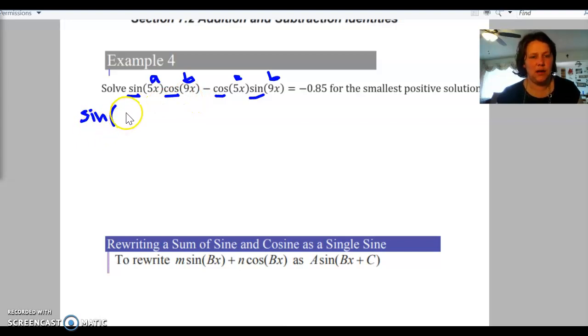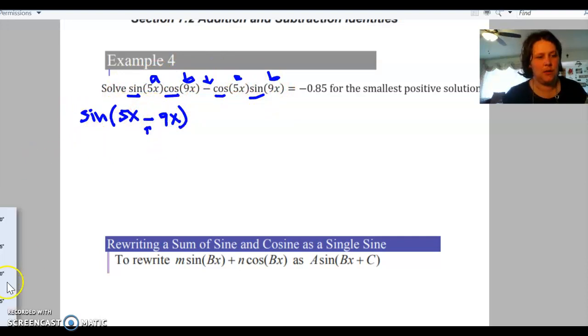So we have sine of 5x, and then we also have a 9x in here. Now what's the sign going to be in the middle? What did we say about sine? Sine always keeps the same sign. So if this is a minus in here, then we're also going to have a minus in here. Okay? So now we've written it in the condensed version. This up here is the expanded version, and this is our condensed version.